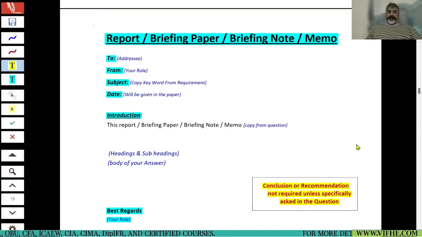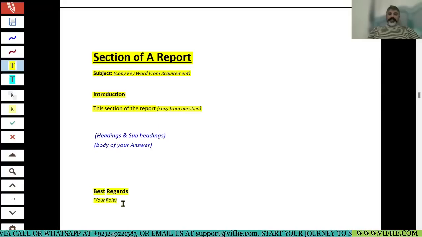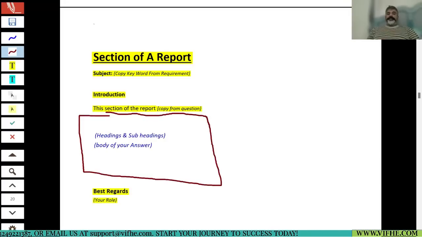All right. The second format is called section of a report. Very simple. A section of a report means it's not a full report. It is just a portion or an extract from a report. So you will give the heading on top, section of a report. You will just mention the subject. You will just give a quick introduction, what this section of a report is about. You will give a closure, and then your main answer will be sandwiched in between. Okay, you will have to memorize all these various templates.